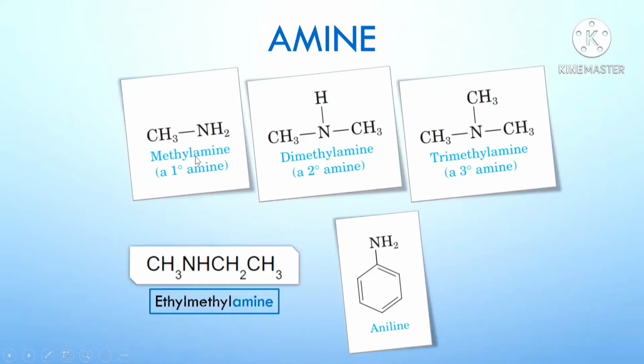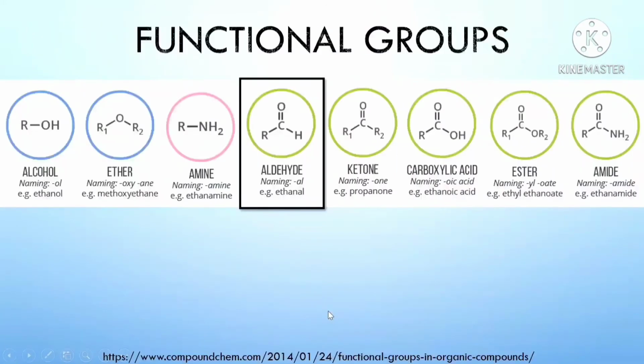So here in methylamine, there's 1 methyl group attached to nitrogen, so it's a primary amine. Here in dimethylamine, there are 2 methyl groups attached to nitrogen, so it's a secondary amine. And here in trimethylamine, there are 3 methyl groups attached to nitrogen. Therefore, it is a tertiary amine.